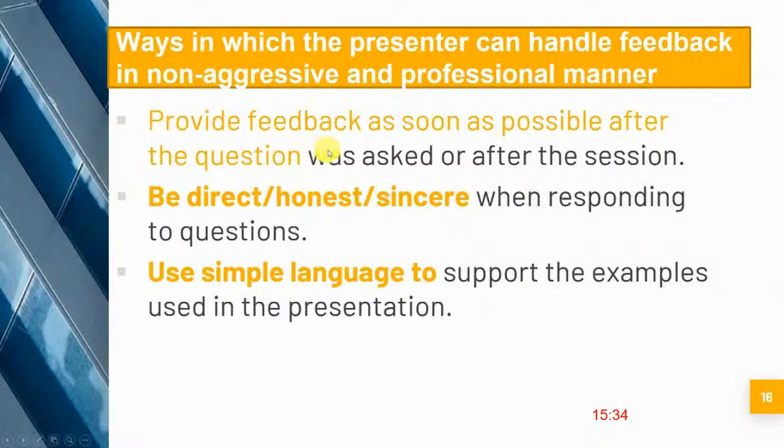Provide feedback as soon as possible after the question was asked or after the session. So if there's a question, try and provide the feedback as soon as it is asked. Be direct, honest, sincere when responding to questions, and if possible, use simple language to support the examples used in the presentation.